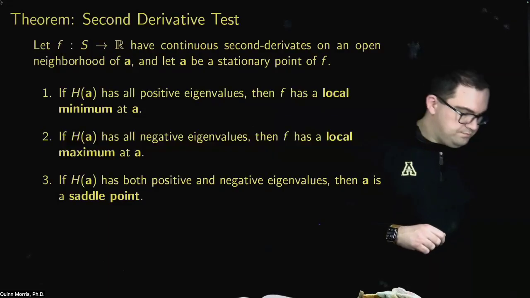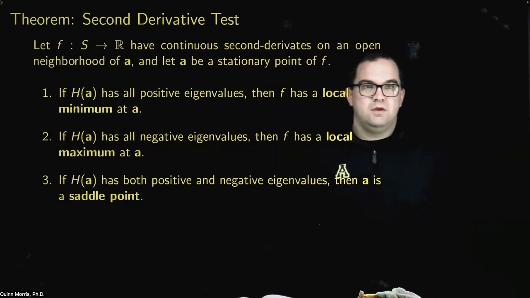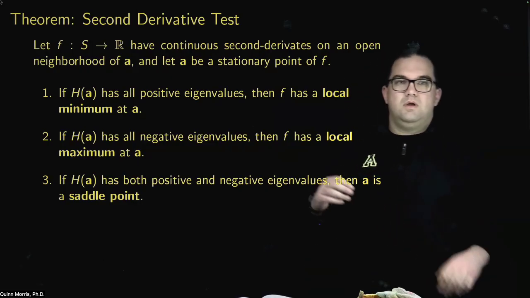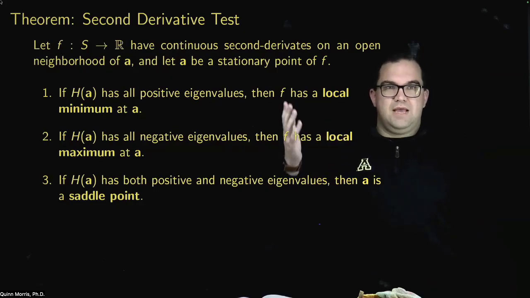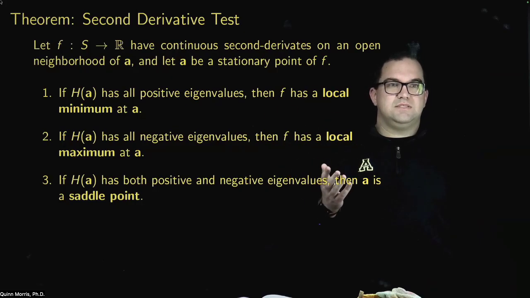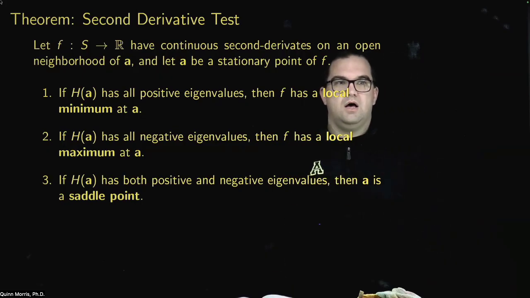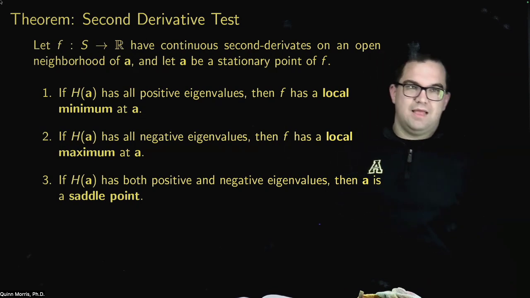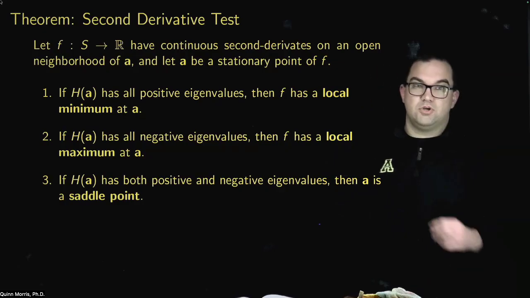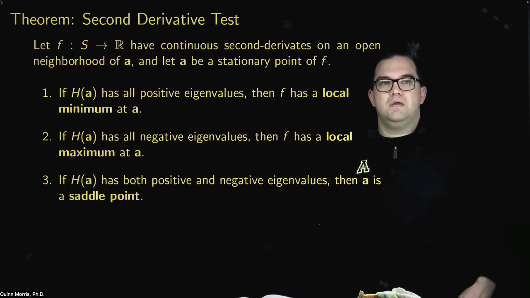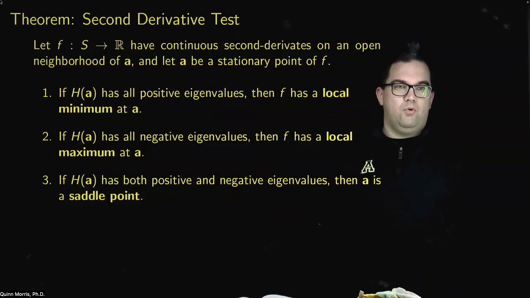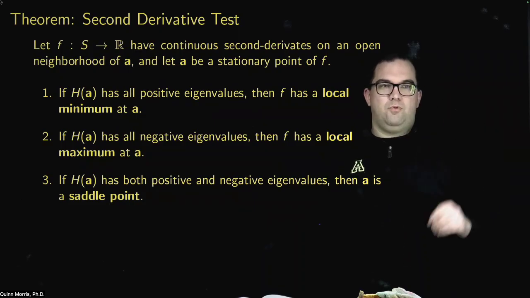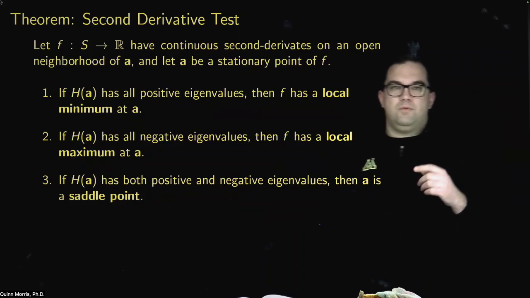All right, so here is the theorem we want to prove, and this is the main goal of the day. Let f be a scalar field with continuous second partial derivatives on an open neighborhood of the point A. That basically just allows us to have the second order Taylor formula. Let A be a stationary point of f, so the gradient is 0. We want to prove the following three things.